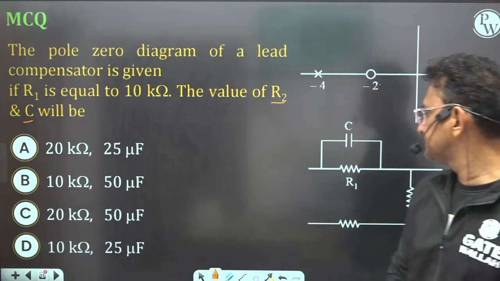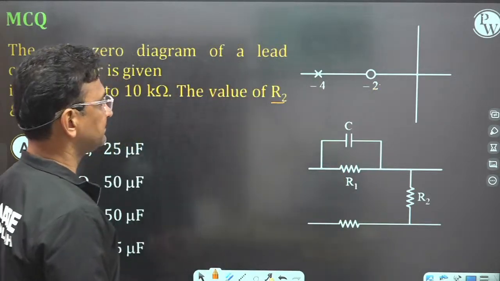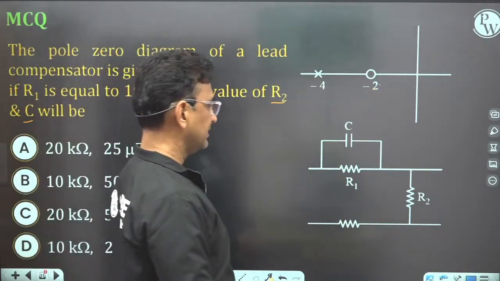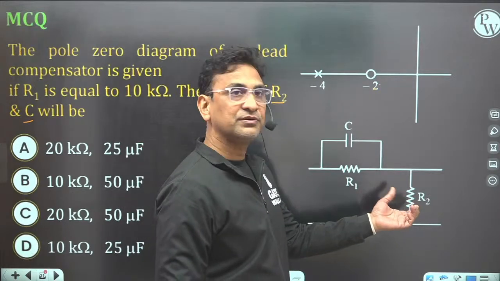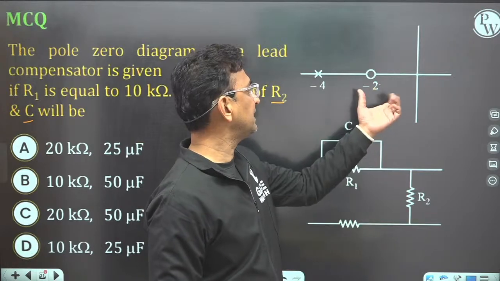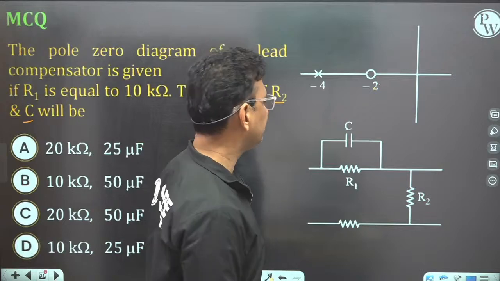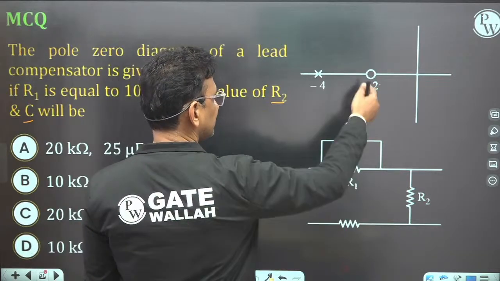How to find out? First, find out the transfer function of this lead compensator and see where the pole and zero of this transfer function is lying on the complex plane. And the location of pole and zero is already given. So you can compare the pole and zero with the actual pole and zero.